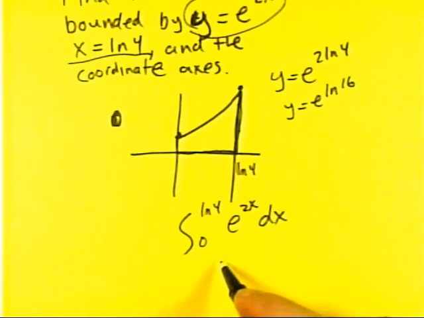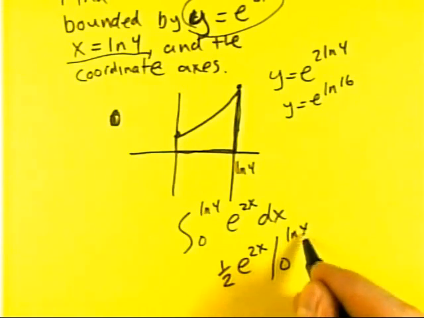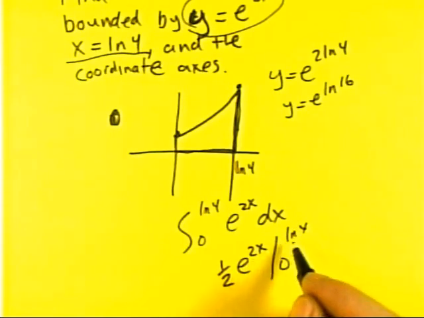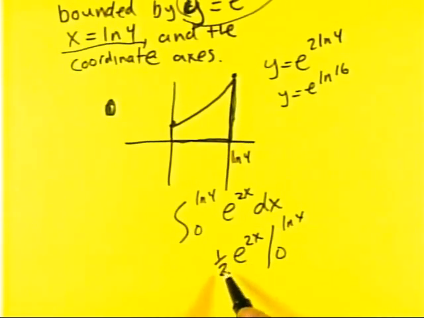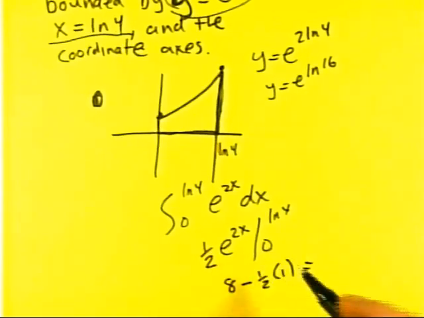One and a half. e to the 2x. 1/2 e to the 2x from 0 to natural log of 4. And you know e to the 2 natural log of 4, you already told us, was 16. So it's 1/2 times 16, which is 8, minus 1/2 times 1. So the answer is 7.5.